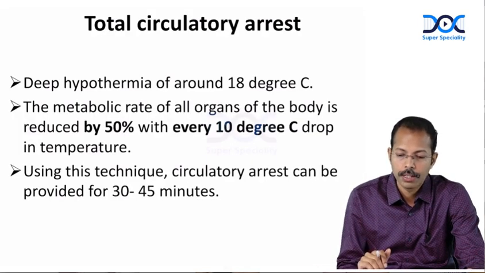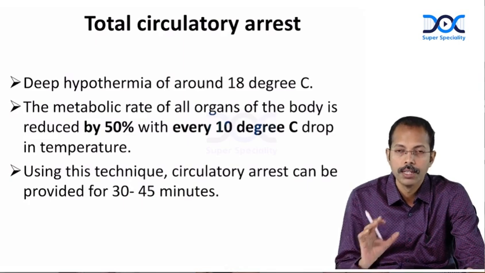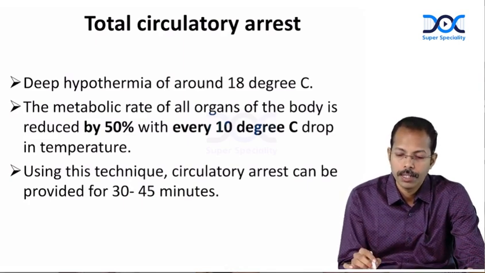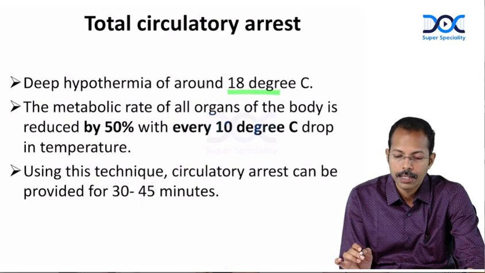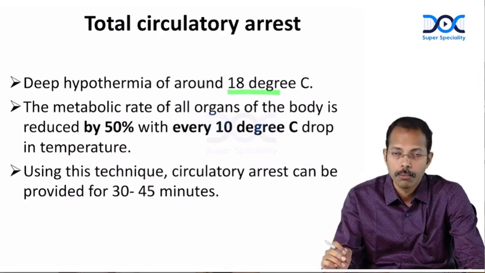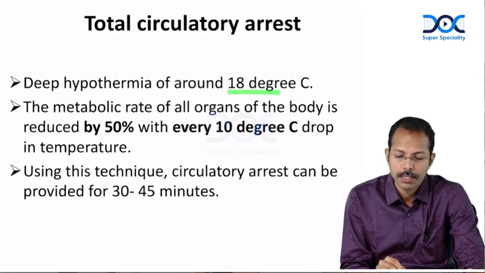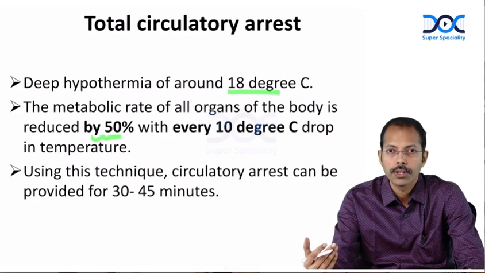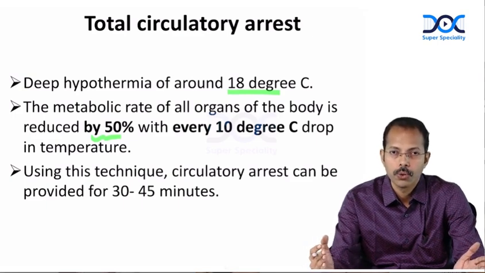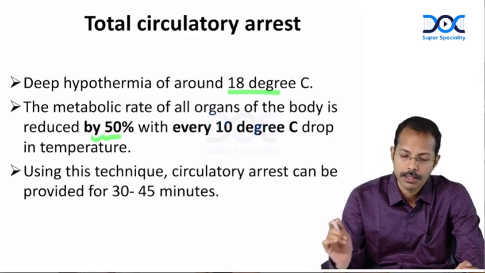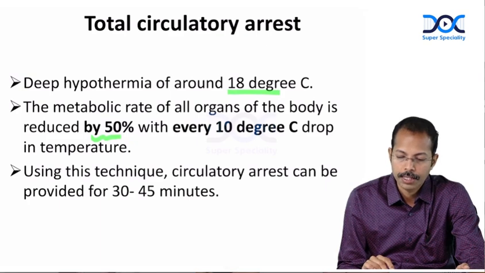Next, total circulatory arrest. Again, we are going to review this. It is done with deep hypothermia, keeping the temperature around 18 degrees centigrade. And the important point is the metabolic rate. It is reduced by 50 percent with every 10-degree drop in temperature. A few books are giving some different values. So you should always know that hypothermia will reduce the myocardial oxygen demand and the metabolic rate. That is very important. And using this technique, we can carry out circulatory arrest for about 30 to 45 minutes.